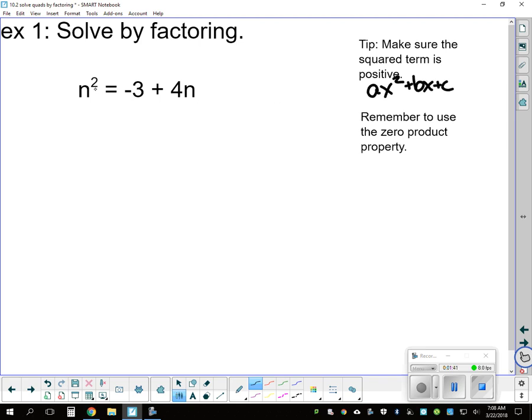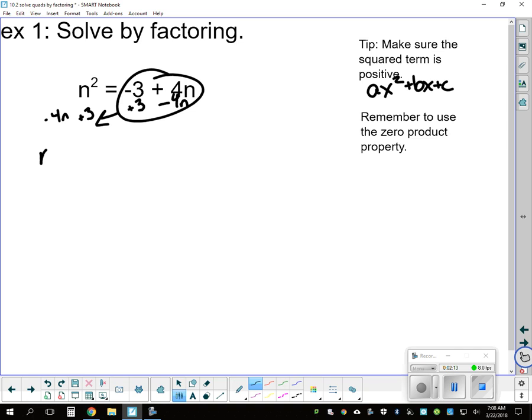Well, to do that, we have to decide, should we move this over there or should we move those over here? And that's why we have tip 1, the first tip. Make sure the squared term is positive. If I move this over here, I'm going to have to do it by subtraction, and then it's going to be negative. So instead of moving that over, let's move these terms over. So that means we would have to add 3 on both sides, and we would have to subtract 4n. And we can do that all at once.